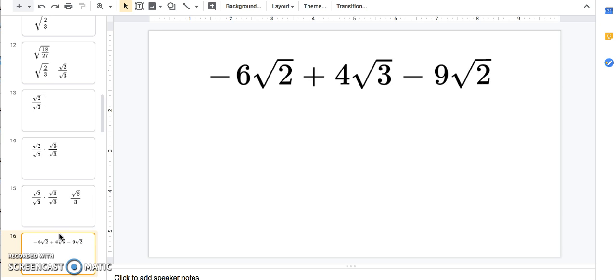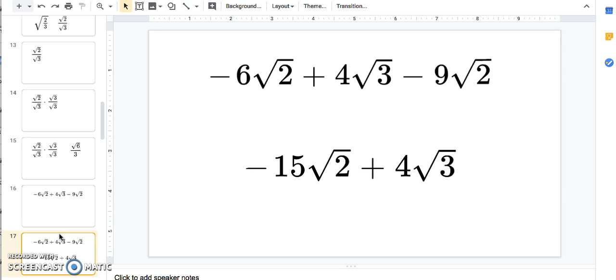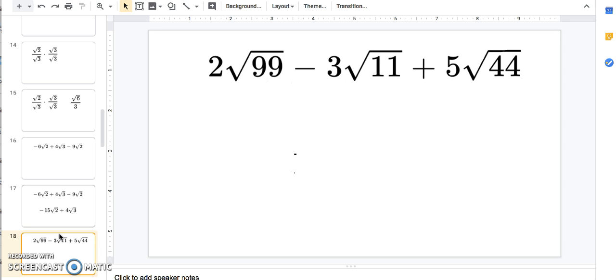All right, number 12. When we have radicals being added or subtracted, treat the radicals like x's or y's. Combine the like terms. So I will combine the radical 2's together. So I have negative 6 radical 2 minus 9 radical 2. I'll get negative 15 radical 2 plus 4 radical 3. So then that would just be my answer. I can't combine those two because they have different square roots. So that will be my answer for number 12.